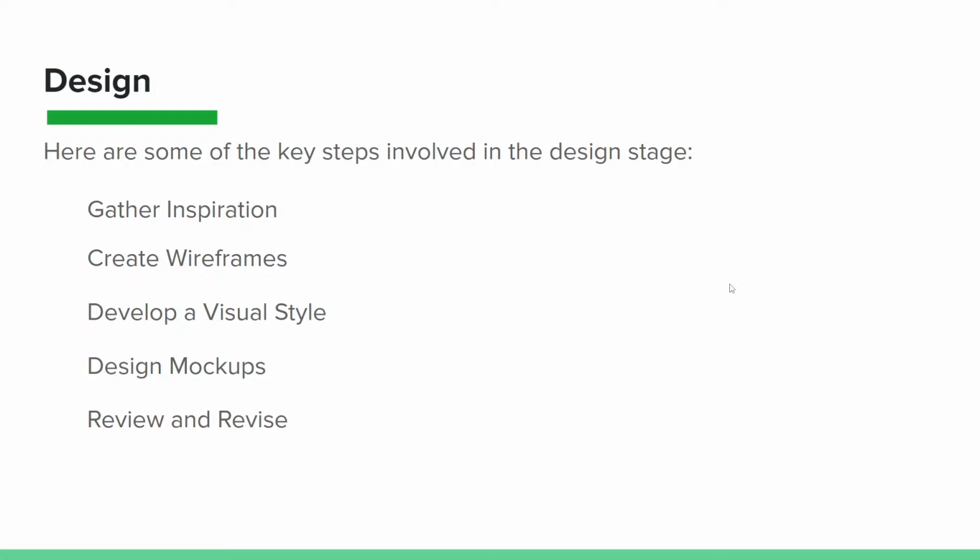Next stage would be to review and revise. So once the initial design mockups are complete, they should be reviewed and revised based on feedback from the client or stakeholders. This can involve making adjustments to the layout, color palette, typography, or other elements of the design.